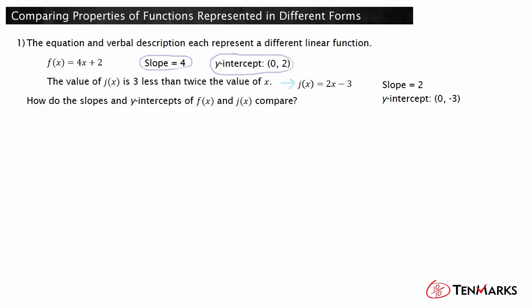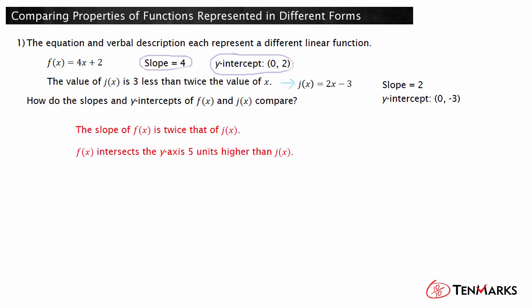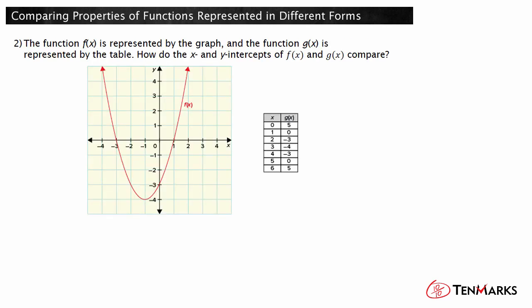Now answer the question: how do the slopes and y-intercepts of f(x) and j(x) compare? The slope of f(x) is twice that of j(x). f(x) also intersects the y-axis 5 units higher than j(x). Let's look at another example. The function f(x) is represented by the graph, and the function g(x) is represented by the table. How do the x and y-intercepts of f(x) and g(x) compare?